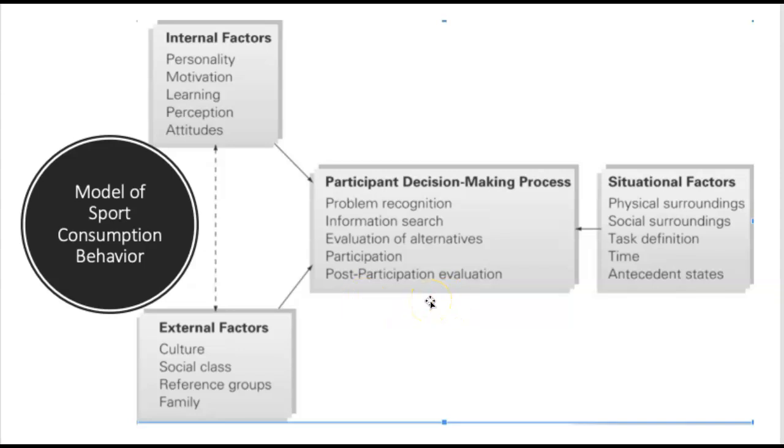When we're making this decision, it will be impacted by a lot of other factors during this decision-making process. Some factors are called internal factors. Internal factors include your personality, motivation, learning, perceptions, and attitudes. And the decision-making process will also be impacted by external factors such as your culture, social classes, reference groups, and families. Right? This decision-making process will also be impacted by situational factors, which we consider temporary factors. Those include physical surroundings, social surroundings, task definition, time, and others.